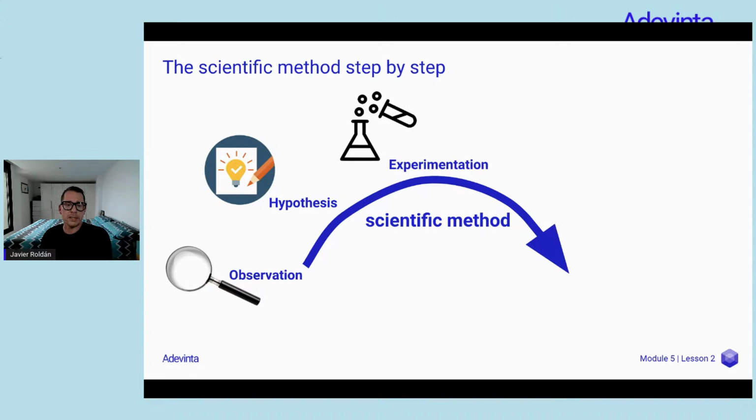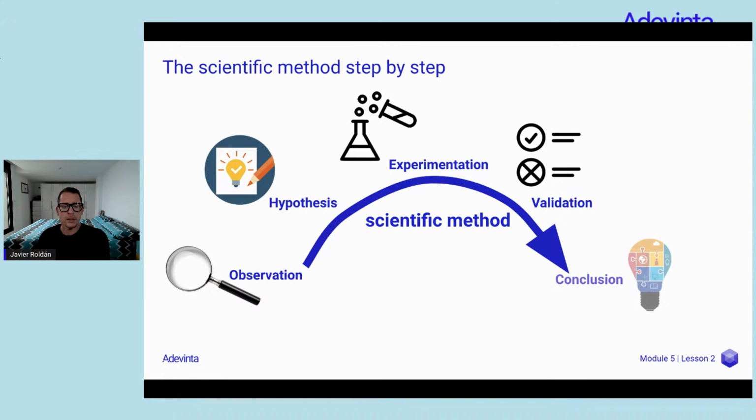Experimentation. It is in this phase that we will design and perform our experiment so we can validate or reject our hypothesis, which is the next phase. With all the results that we have obtained from the experimentation, we will decide if our hypothesis is true or if it's necessary to look for another hypothesis. Conclusions. A successful experiment has to allow us to make decisions. This is what makes the scientific method so powerful.